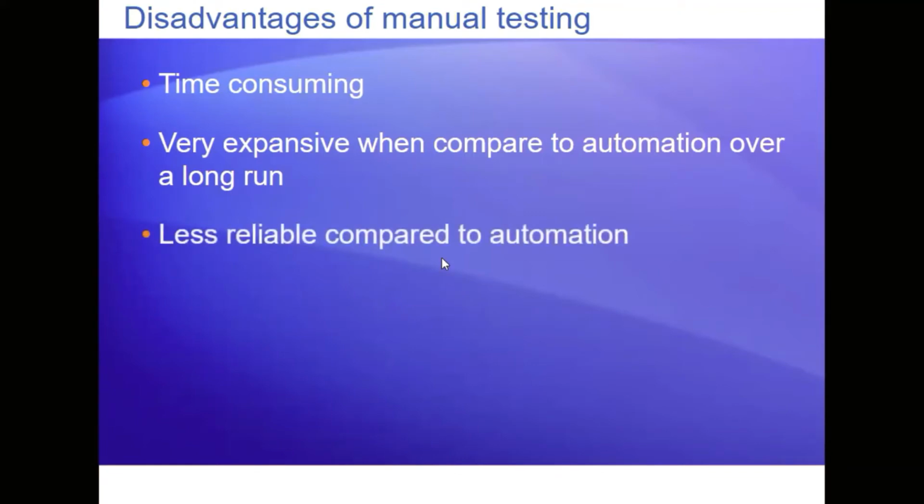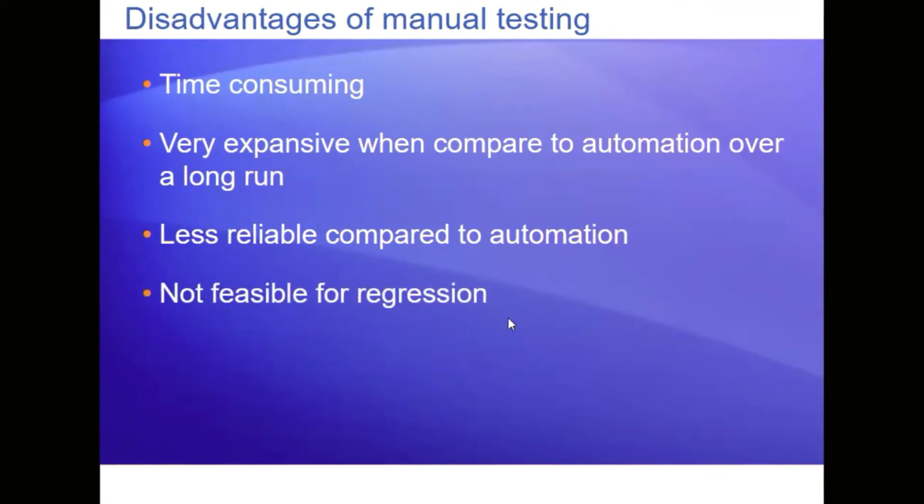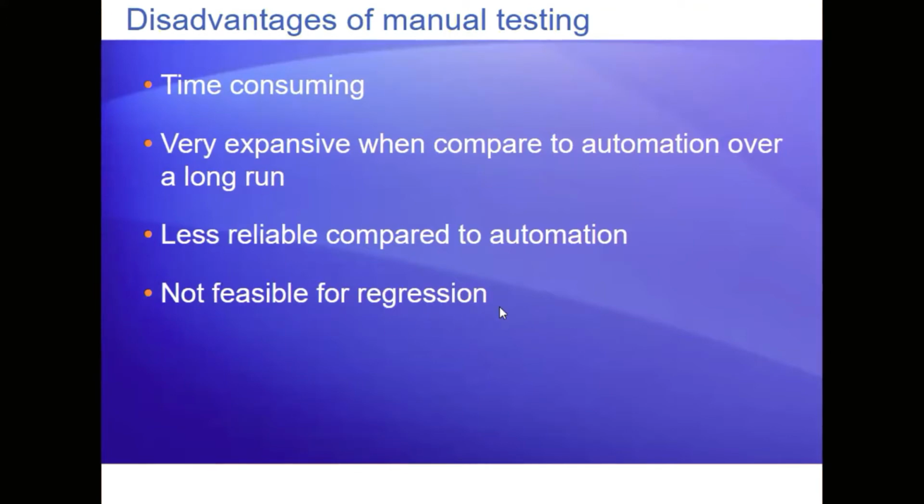In the long run, it is also less reliable compared to automation, because we are doing it manually, right? Maybe some steps are missing. In that case, the expected result also will change. So it is not feasible for regression. Regression testing: if we are going to deploy to some environment, we'll run the regression test. At that time, we need to take decisions based on the regression result. So we need quick results, and reliability is more important in regression.